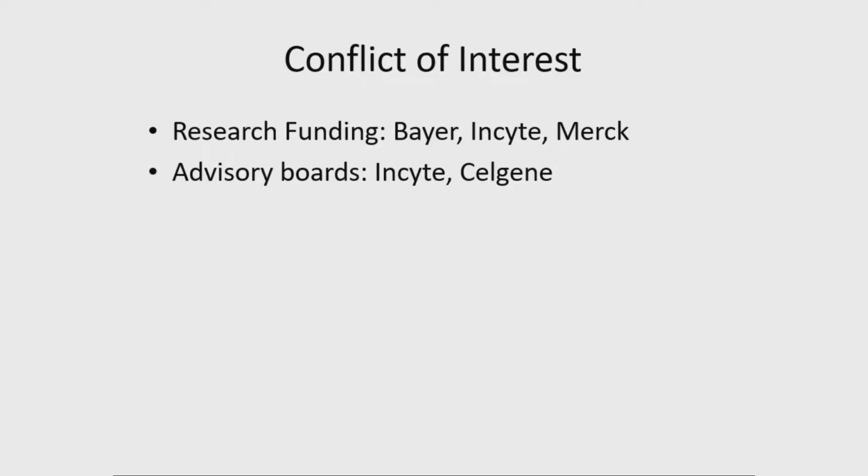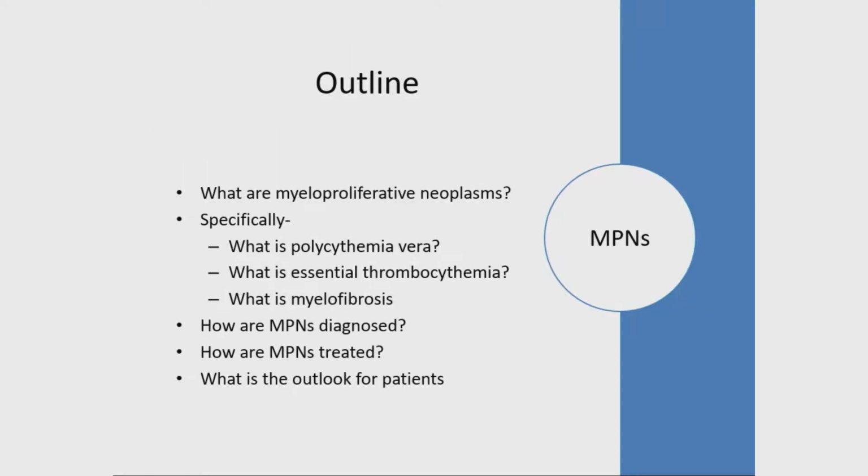So here's my conflict of interest for my research. So today, as I said, we'll be discussing a little bit about what the MPNs are, and specifically I'll talk about PV, ET, and myelofibrosis. I'll speak about diagnosis and a bit about treatment, and then a little bit more about outlook.